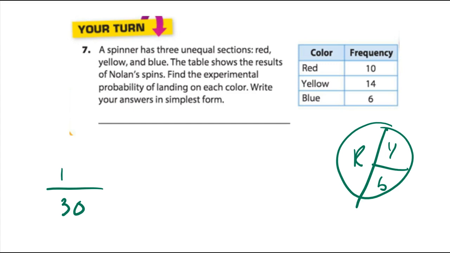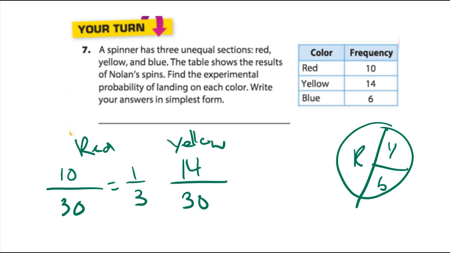For red, we spun red 10 times out of 30. So our probability is 10 out of 30, which we can simplify to 1/3. For yellow, we got 14 out of 30, which we can simplify to 7 out of 15.